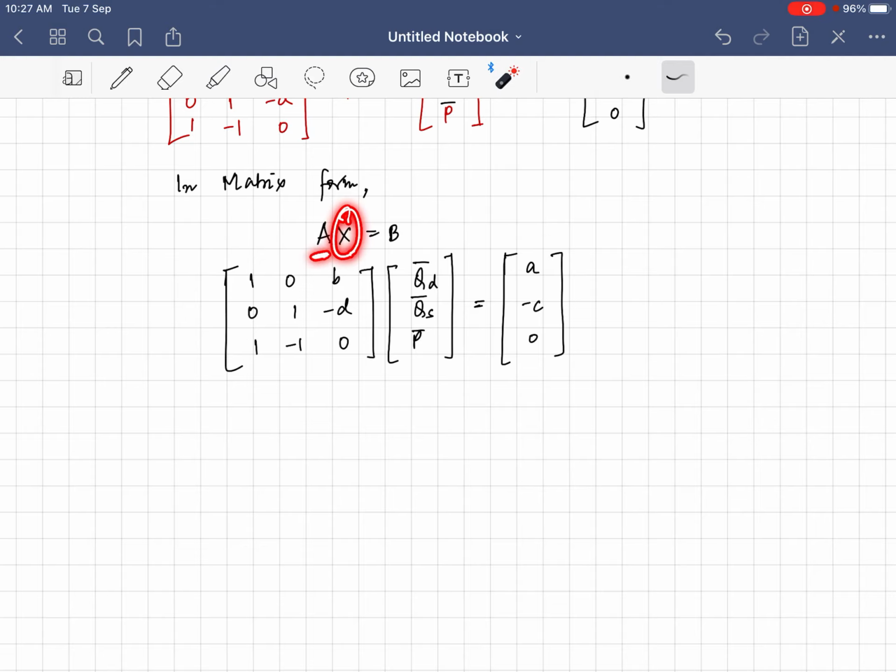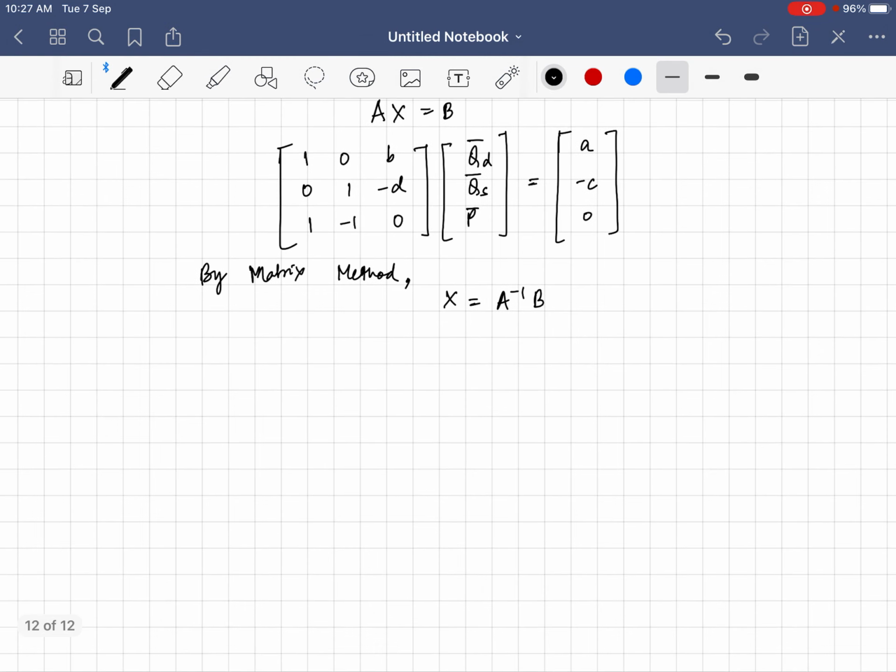So this A is a problem. We need to take this A to the other side, but in matrix we cannot divide. So what we do is we take the inverse. So here, by the matrix method, we're going to write this as X is equal to A inverse B. So basically we have to find the A inverse. So QD bar, QS bar, P bar is equal to 1, 0, B, 0, 1, minus D, 1, minus 1, 0.